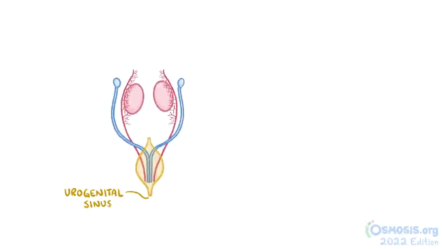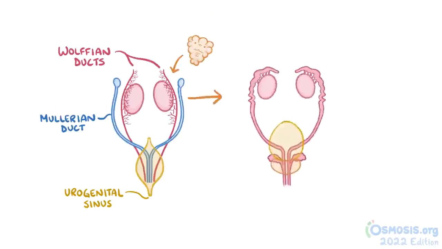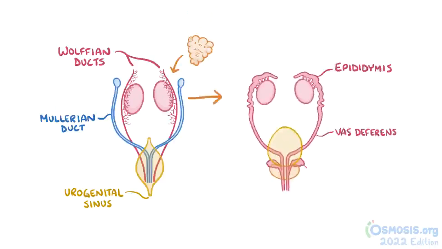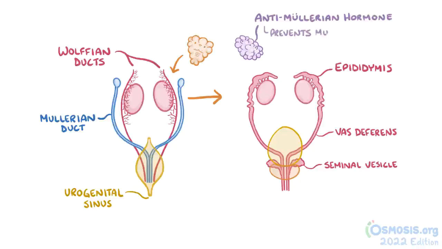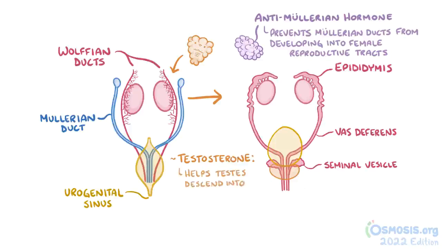Internally, the urogenital sinus is connected to a set of ducts, called Wolffian and Mullerian ducts. Testosterone also causes the Wolffian ducts to differentiate into the epididymis, vas deferens, and seminal vesicles. At the same time, the testes also produce a hormone called the anti-Mullerian hormone, which prevents the Mullerian ducts from developing into the female reproductive tract and instead makes them degenerate. About 2 months before birth, testosterone helps the testes descend from the abdomen into the future scrotum, and later on in puberty, testosterone helps sperm cells mature, a process called spermatogenesis.